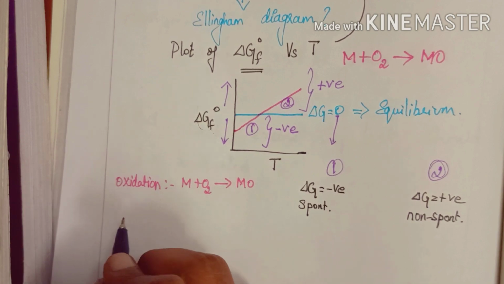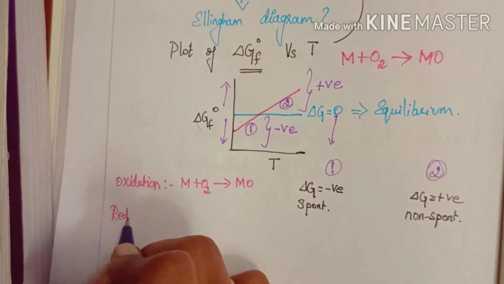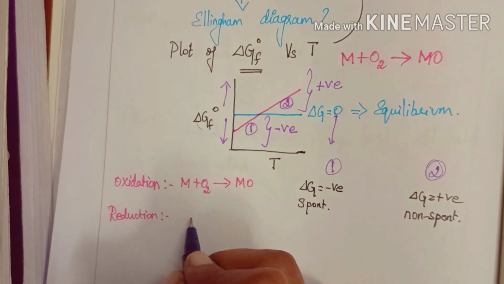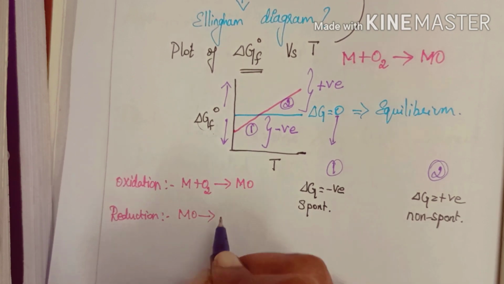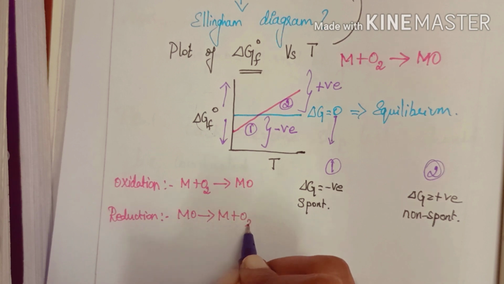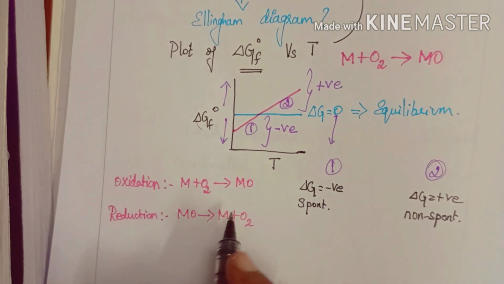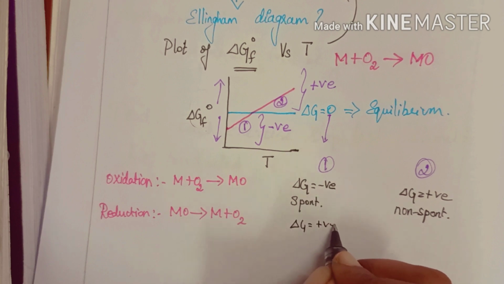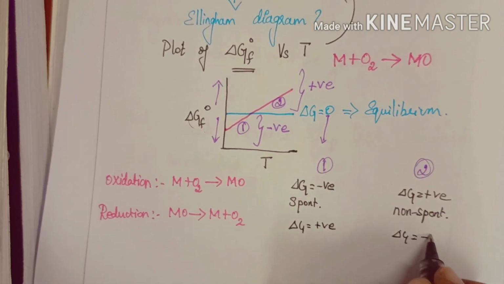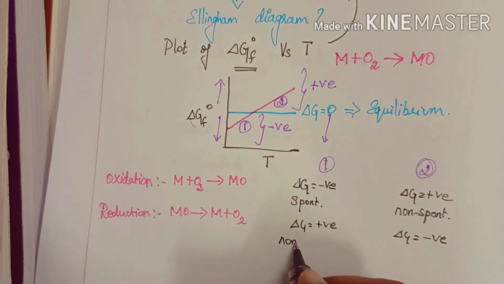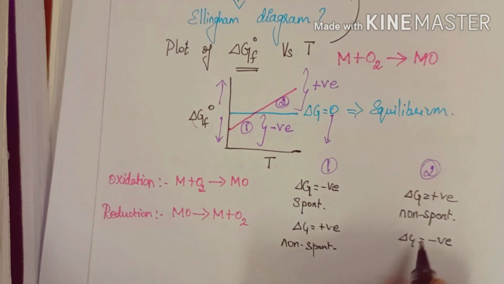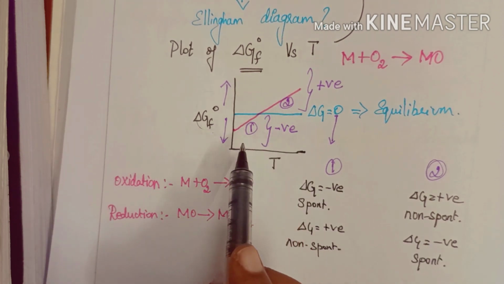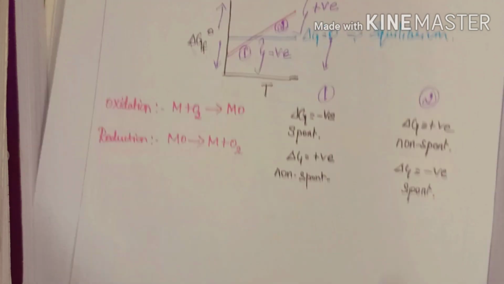Now, for reduction, what is reduction? Removal of oxygen from metal oxide. So, this reaction will be reversed here. So, MO gives M plus O2. If the reaction gets reversed, the sign will also get reversed. So, here delta G will become positive and here delta G will become negative. So, here this is non-spontaneous and this one will be spontaneous. This is how you should interpret the data in an Ellingham diagram.